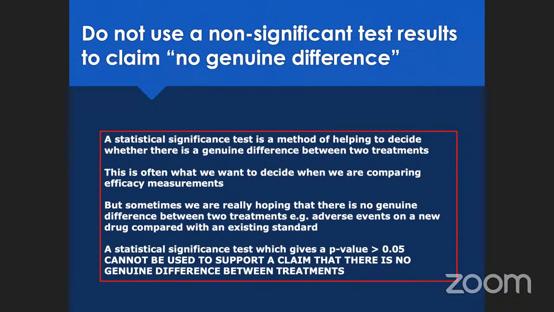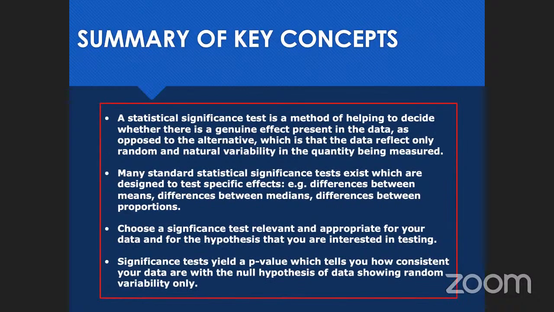But in some cases, we are really hoping that there is no genuine difference between the two treatments, such as adverse events on a new drug compared with the existing standard. Therefore, a statistical significance test which gives a p-value of more than 0.05 cannot be used to support the claim that there is no genuine difference between the treatments.